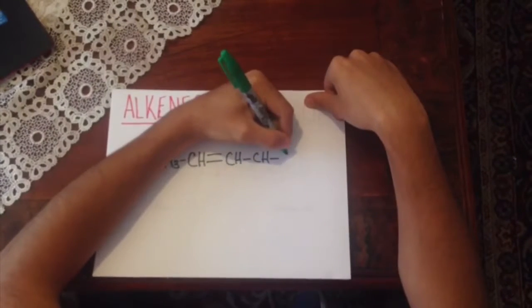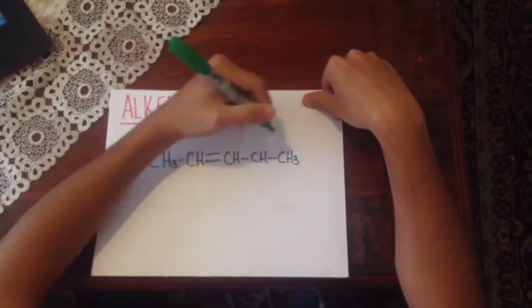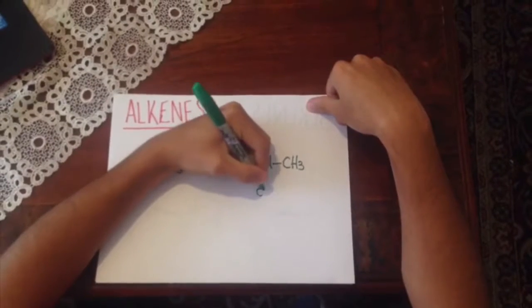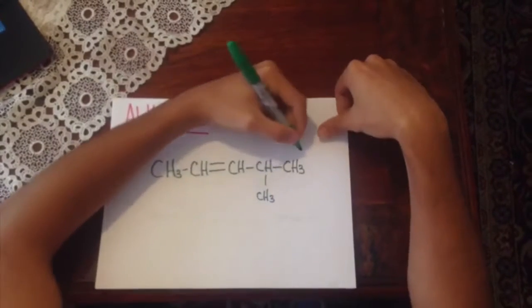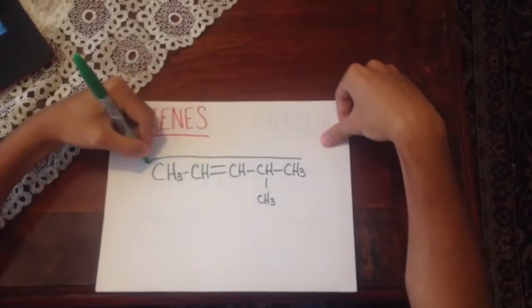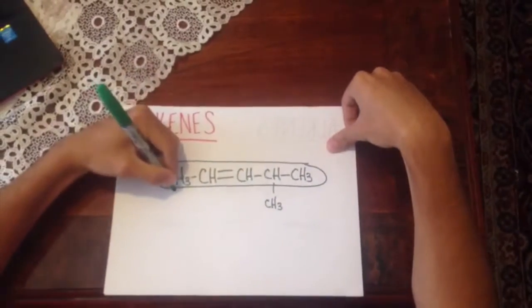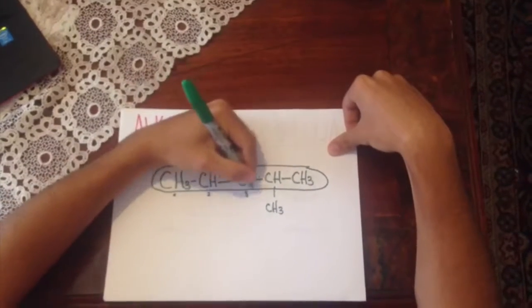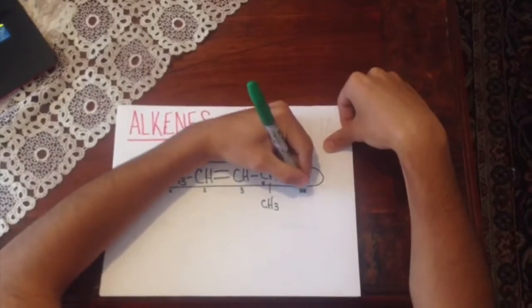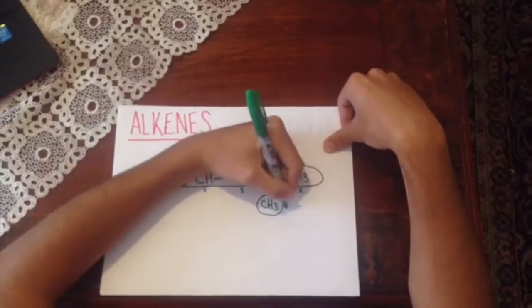To name alkenes with 4 or more carbons in the chain, it is necessary to specify the location of the double bond. This is done by numbering the carbons in the parent chain, starting at the end of the chain that will give the first carbon in the double bond the lowest number.